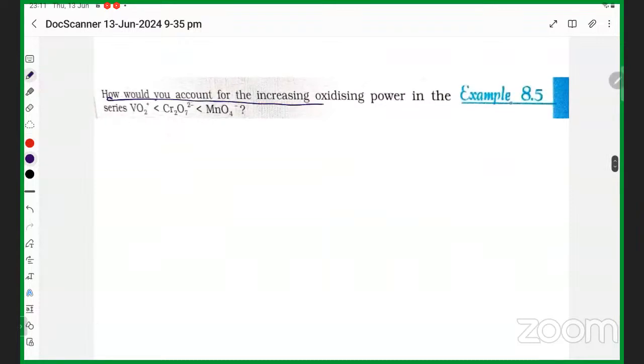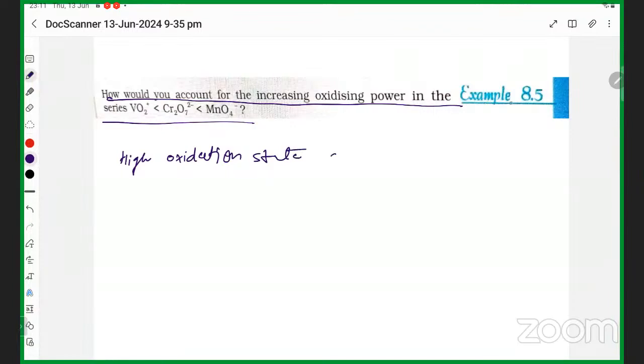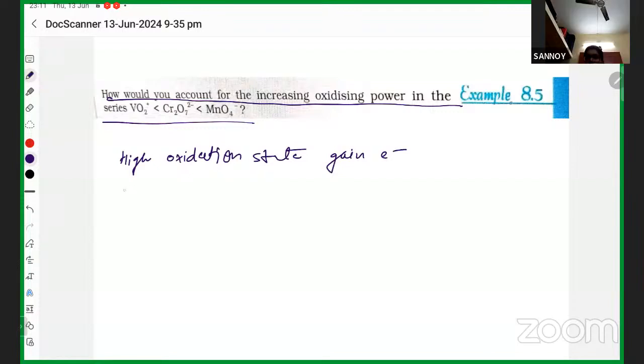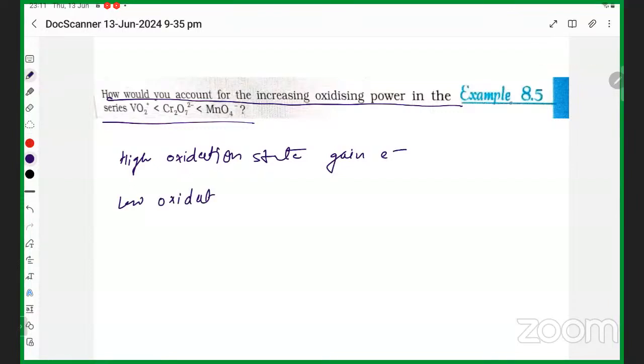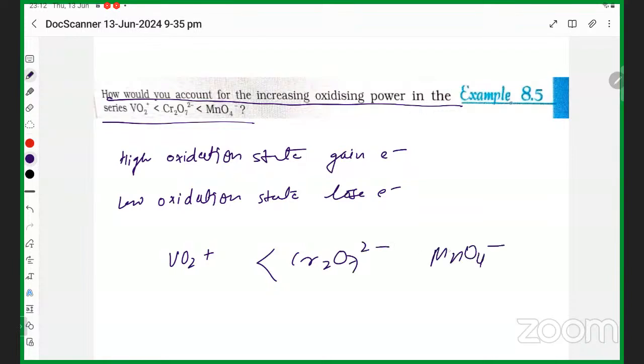How would you account for the increasing oxidizing power of VO2 plus, Cr2O7 2 minus, MnO4 minus? See, high oxidation state, I told you, high oxidation state gains electron. Low oxidation state loses electron. That is why Cr2 plus was reducing and Mn3 plus oxidizing. Now here, VO2 plus, Cr2O7 2 minus and MnO4 minus, the oxidation states are plus 5, plus 6, plus 7.